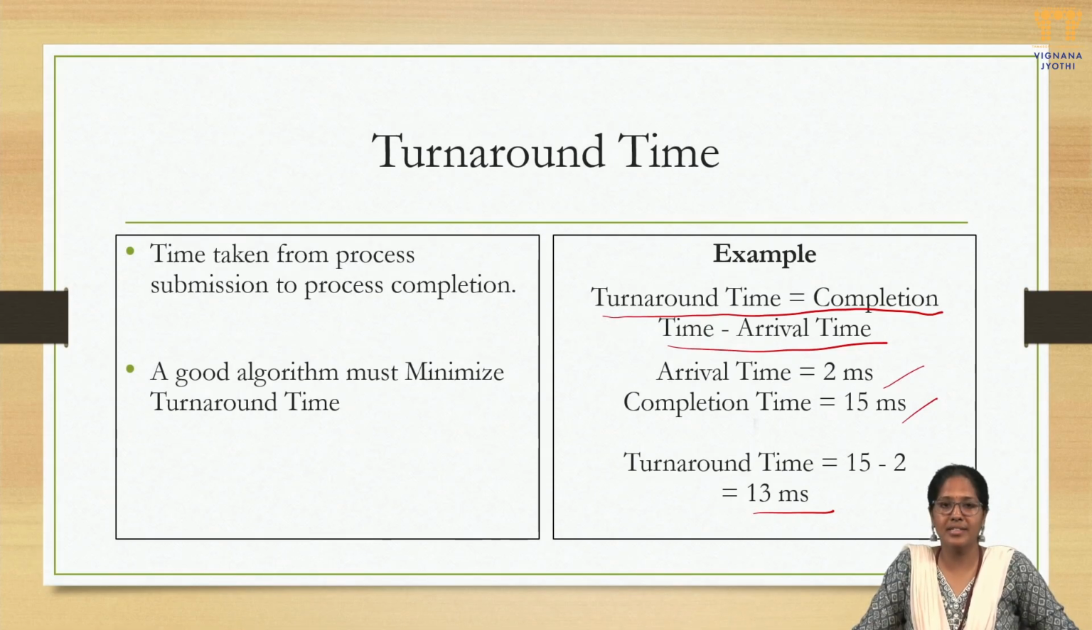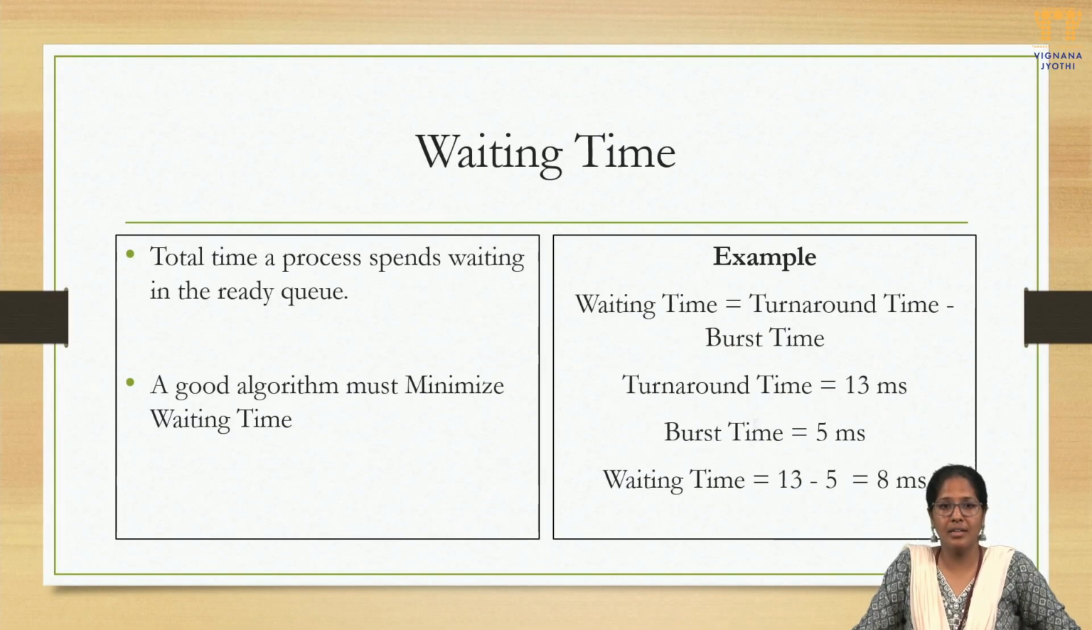One thing we need to understand is that the turnaround time includes everything, that is, the moment from which the process arrives until it finishes the execution. And the objective of any CPU scheduling algorithm must be to minimize the turnaround time so that the processes complete as quickly as possible. As we have just learned, turnaround time represents the total time a process spends in the system from its arrival until its completion.